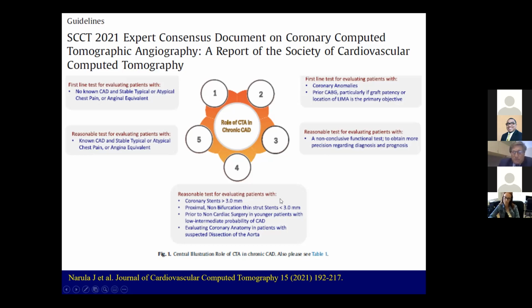Again, it's a reasonable test for evaluating coronary stents greater than 3 millimeters. For smaller stents, it can be challenging, and we usually try to avoid that. Again, for non-cardiac surgery in younger patients with low to intermediate probability of coronary artery disease. So if you're going to crack the chest open to repair an ASD and you have a 45-year-old low-risk patient, traditionally you would still do a coronary angiogram because you're opening the chest and doing a surgery on the heart. But again, in a lower risk patient, you can rule out the coronary artery disease with a CTA.